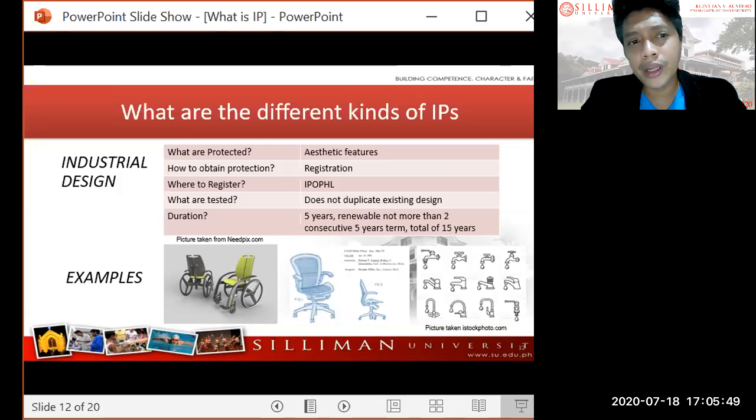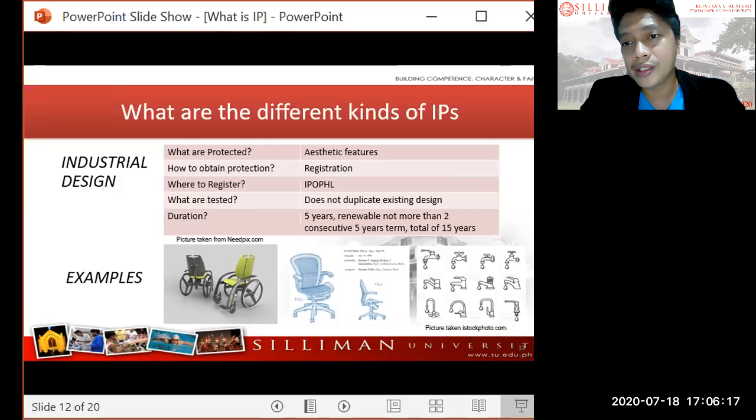In order to be registered, an industrial design must be a new or original creation. An industrial design is not registrable if it is dictated essentially by technical and functional considerations to obtain a technical result. Basically, what I'm telling you is that it is purely aesthetic features.